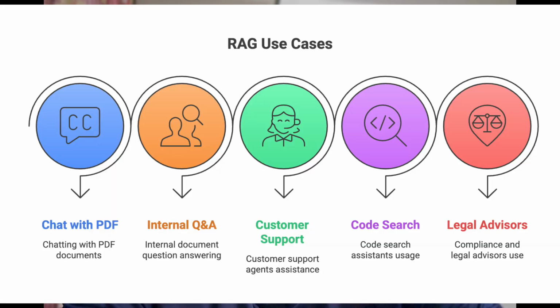We will see some real world use cases of RAG. First and very popular use case of RAG is chat with PDF tools. The second is internal document Q&A. Then third might be customer support agents. Fourth is code search assistants. And then fifth might be compliance and legal advisors. So these are the very promising use cases of RAG where it is actually being used. In fact, anytime you want any LLM to use custom data, then RAG is your best friend.